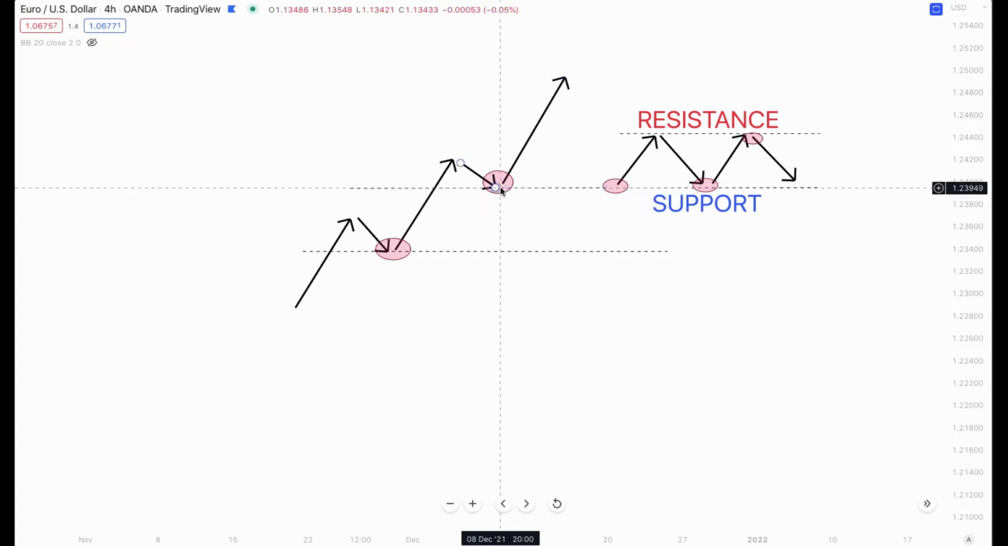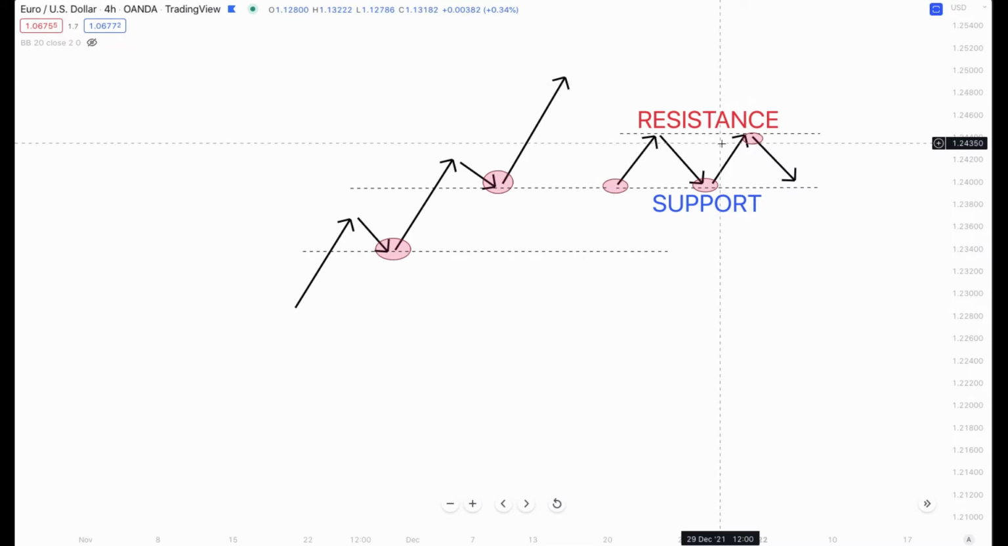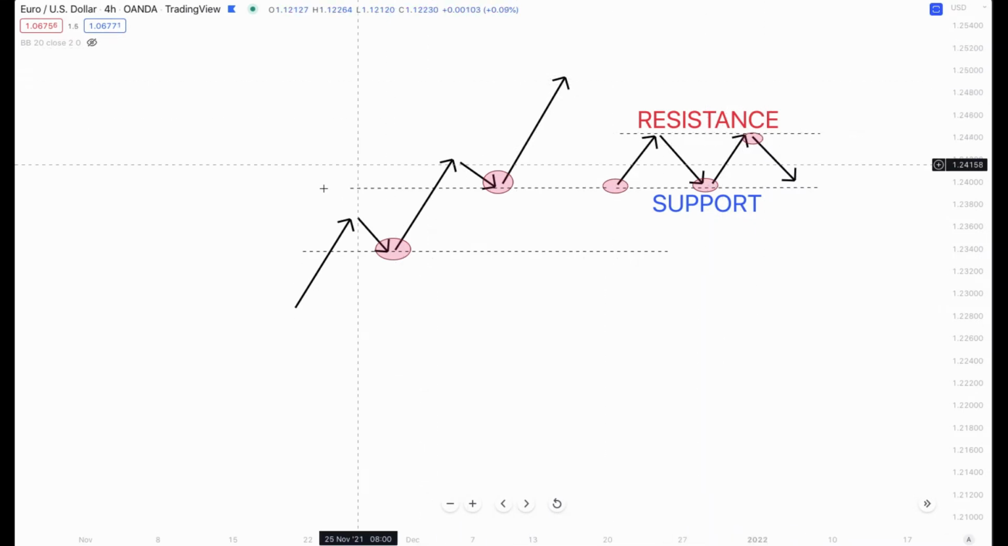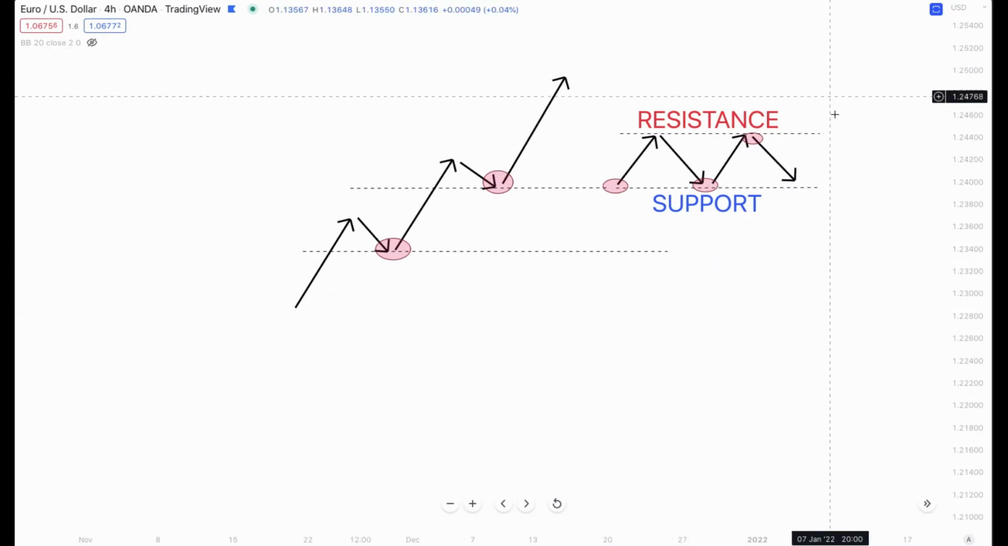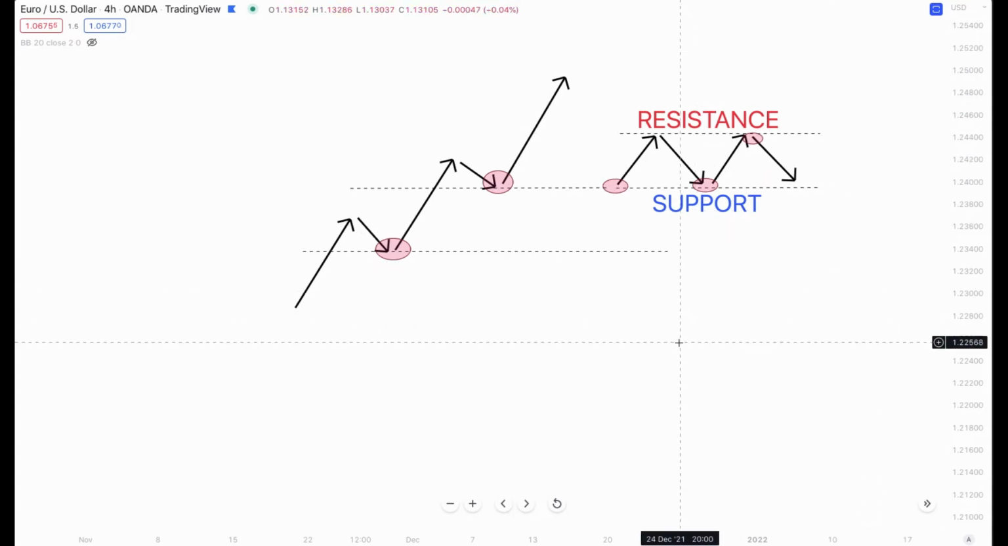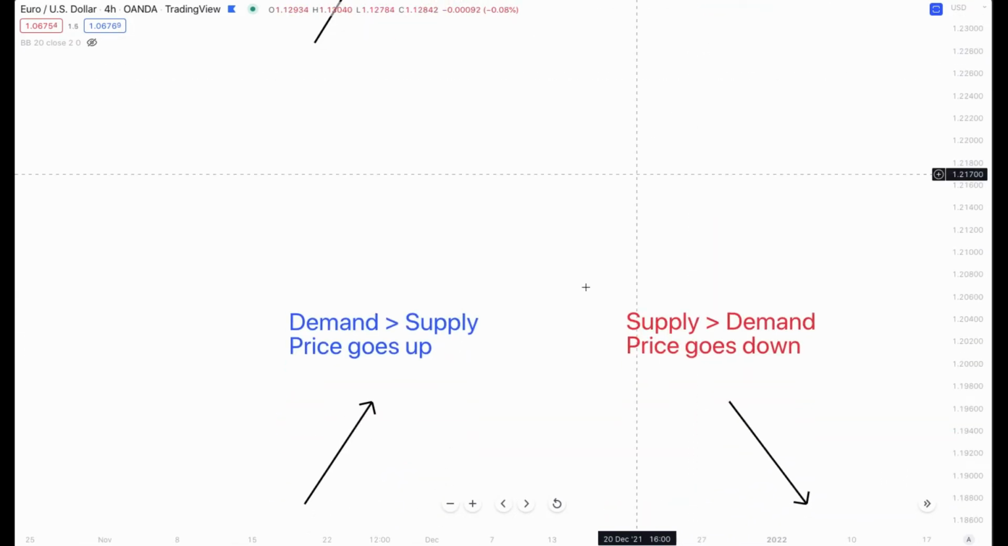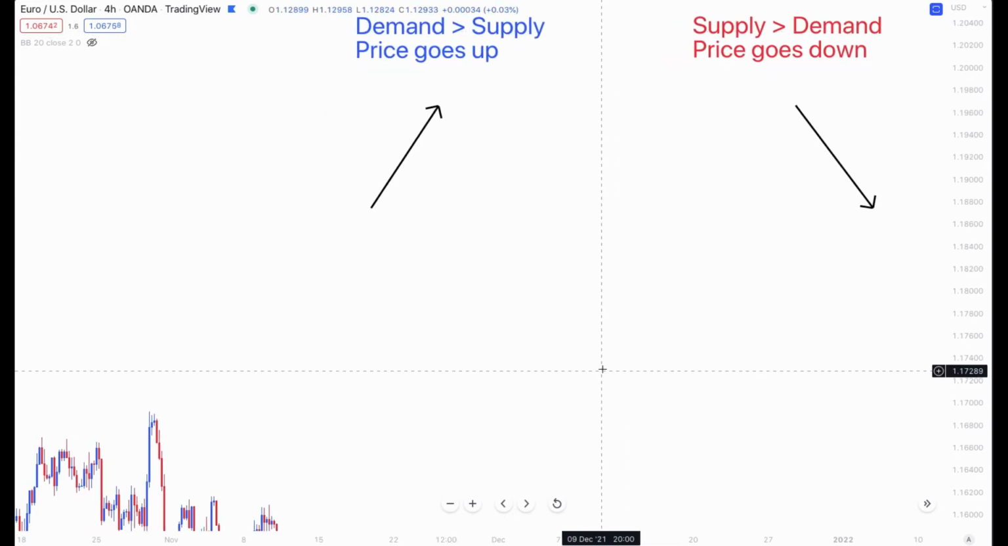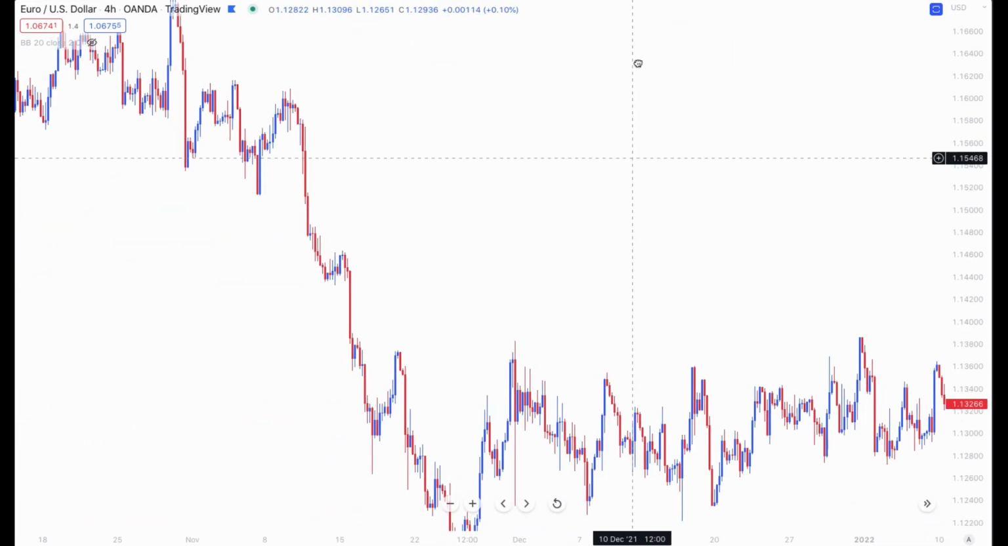This is where we want to see price pushing up higher. Okay, the same works for a bear market. This is exactly the same except going the other way. All right, let's see if we can find an example of how support and resistance works on an actual chart.